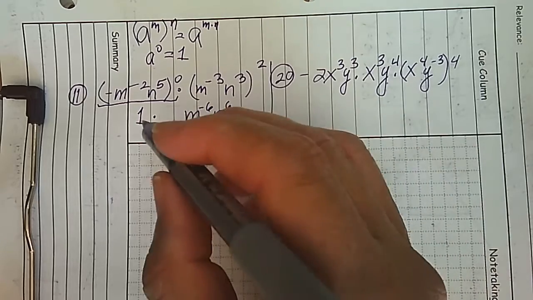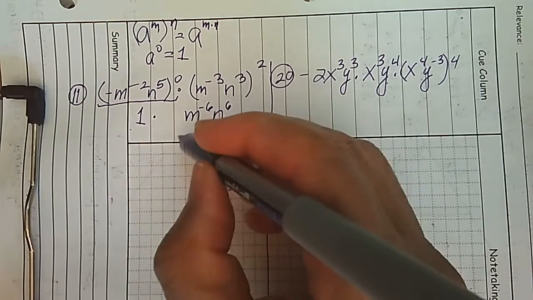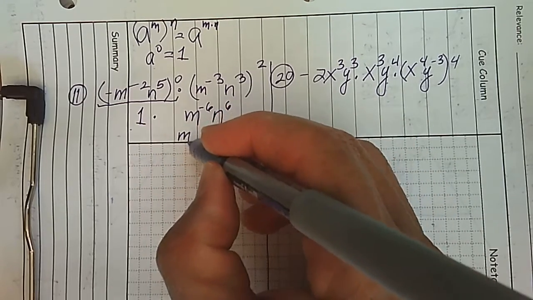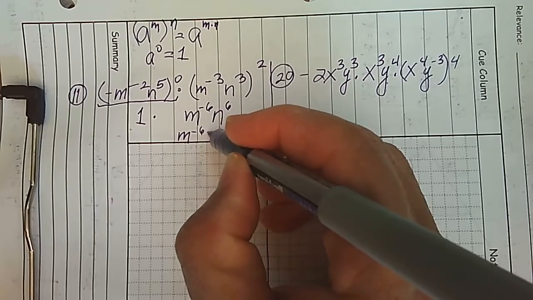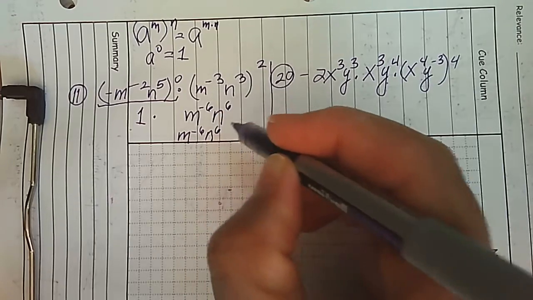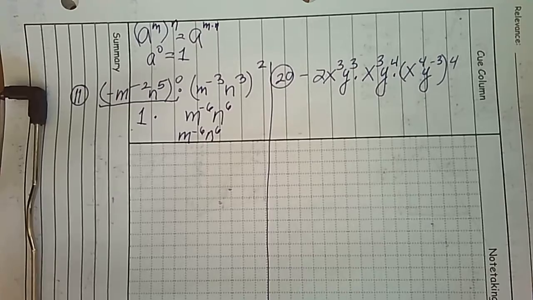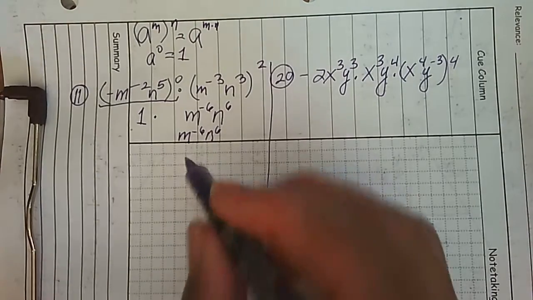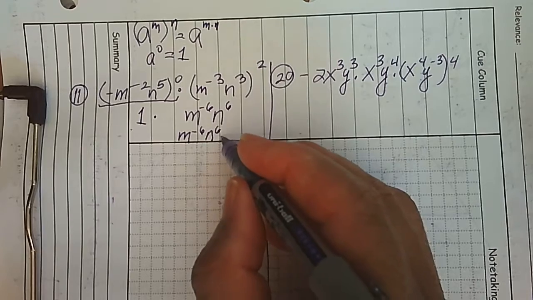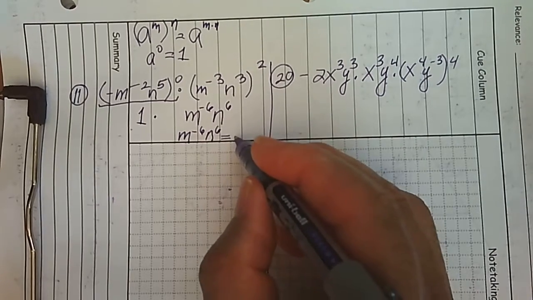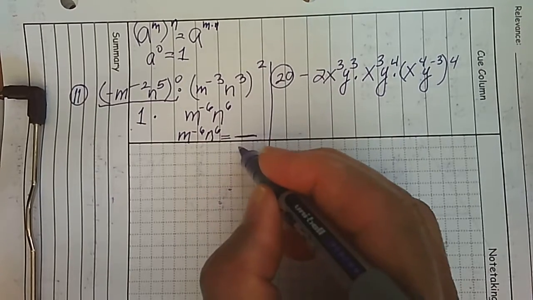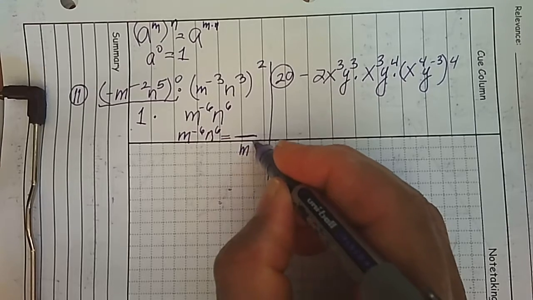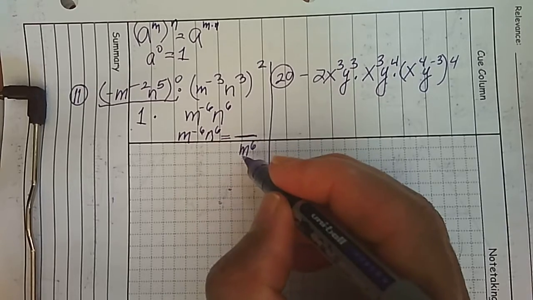Okay? Now if you multiply 1 times this, you get the same thing. That'll give you m to the negative 6, n to the 6. And remember, in the answer, you have no negative exponents. And we have a negative exponent right here. So that means the following. The m to the negative 6 wants to be in the bottom. So the m to the positive 6.